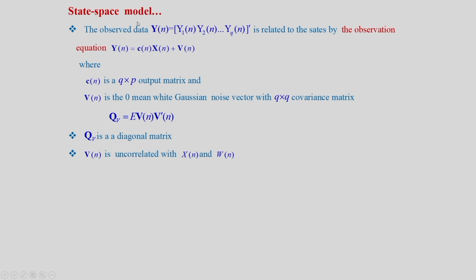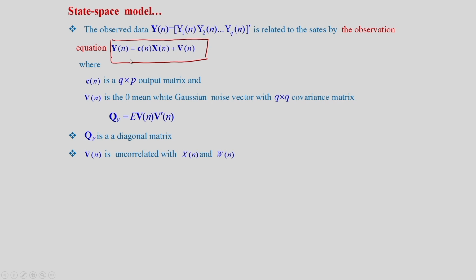Now, we will see the observation model. The observed data yn, comprising y1, y2 up to yq, has q observations at an instant n. This is represented as a vector, the yn vector. It is related to the states by the observation equation, yn is equal to cn into xn plus vn. So, this is the observation equation.